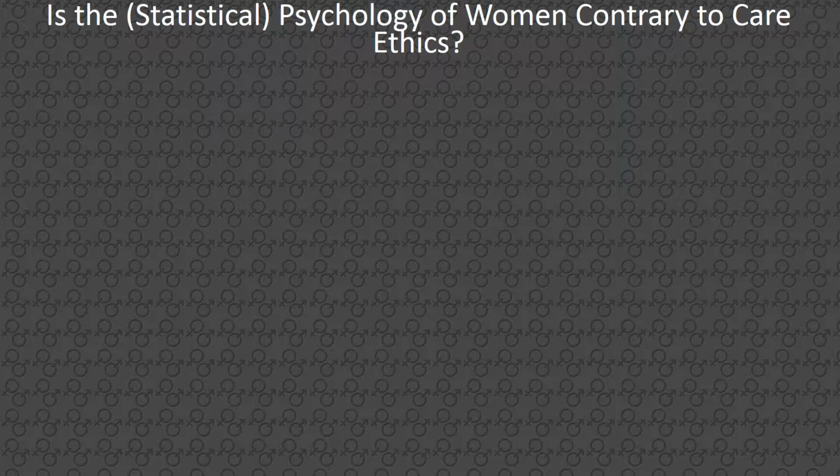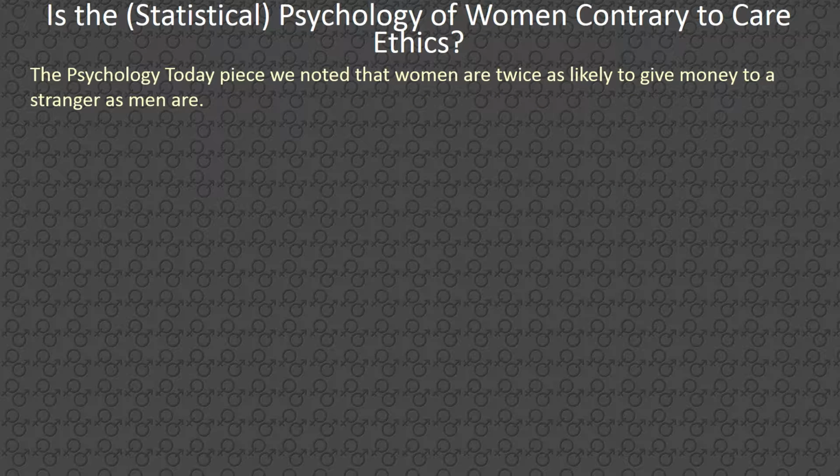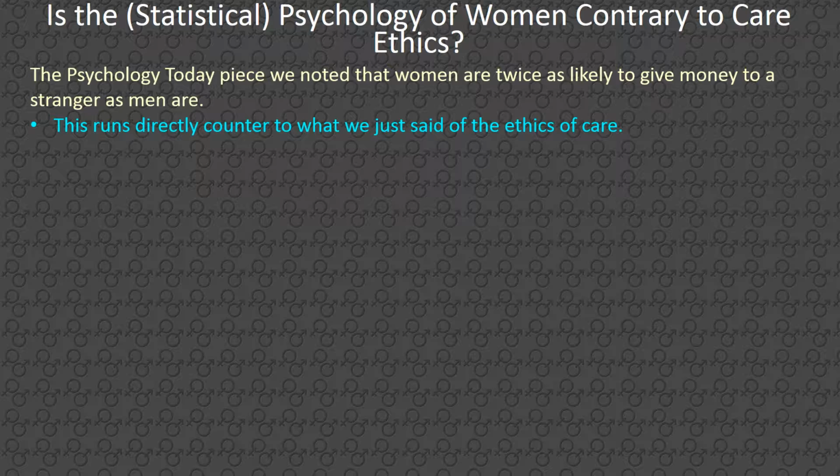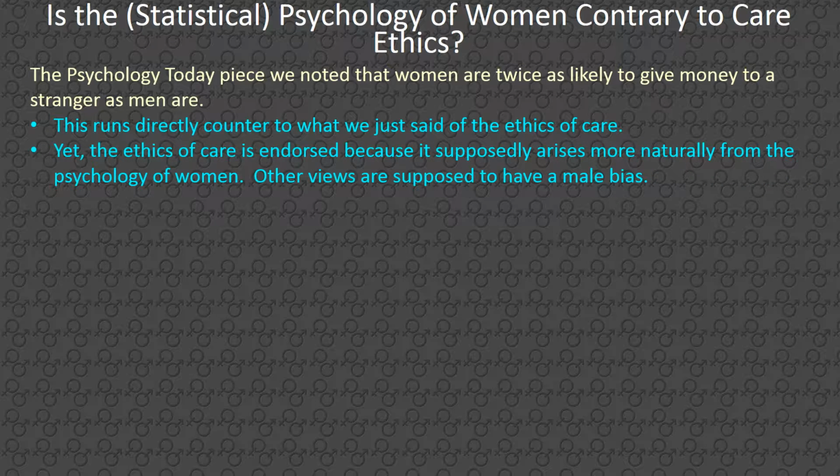Though this isn't discussed in Rachels, there are also some potential problems with viewing an ethics of care so interpreted as especially congenial to the psychology of women. Remember that when discussing the Psychology Today piece, we noted that women are twice as likely to give money to a stranger as men are. But this runs directly counter to what we just said of an ethics of care. And yet the ethics of care is endorsed in part because it supposedly arises more naturally from the psychology of women, and that traditional ethics has a male bias.